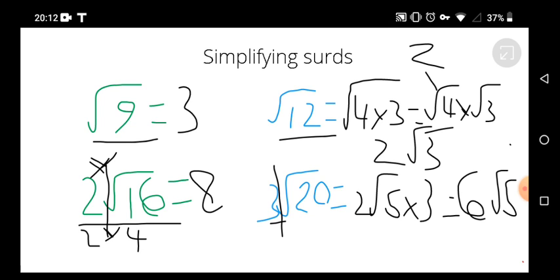So that's a quick video today, just for a little refresher on this nice little trick about how to simplify surds. So thanks for watching.